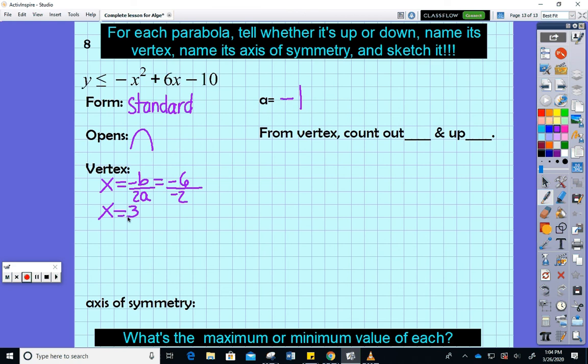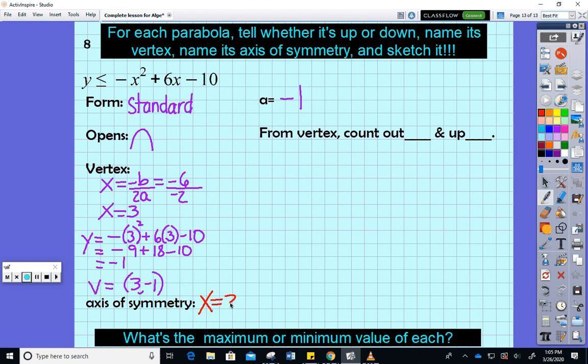Now if you've got an x and you need the y that goes with it, you plug in. So it would be negative 3 squared plus 6 times 3 minus 10. So that's negative 9 plus 18 minus 10. And that's going to be negative 19 plus 18 is negative 1. So I say the vertex is at 3, negative 1. Axis of symmetry is x equals whatever your x coordinate is. So remember, axis of symmetry is never extra work. So you got to like the axis of symmetry.